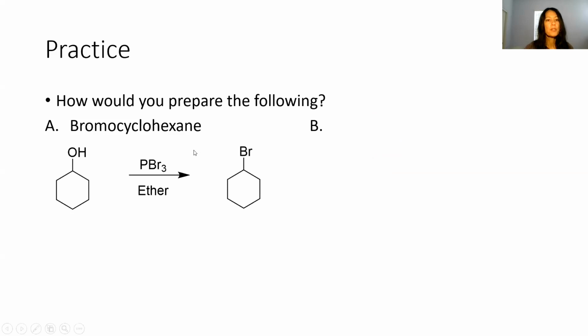Okay, for the bromocyclohexane, that's this compound here. If you come from the corresponding alcohol, you can see that's a secondary alcohol. So you won't use that HBr ether method. You would use PBr3. So PBr3 and ether is going to generate your alkyl bromide from the corresponding alcohol.